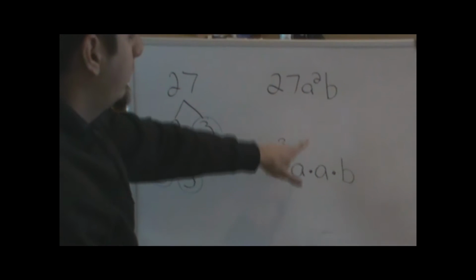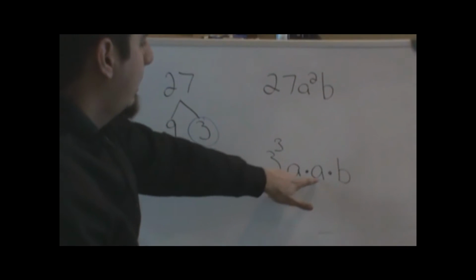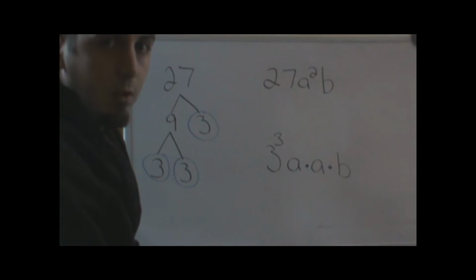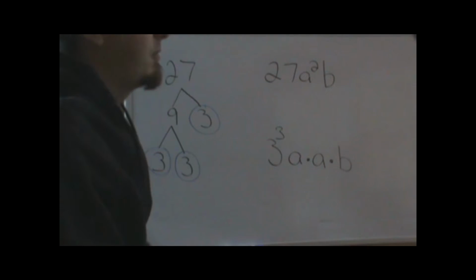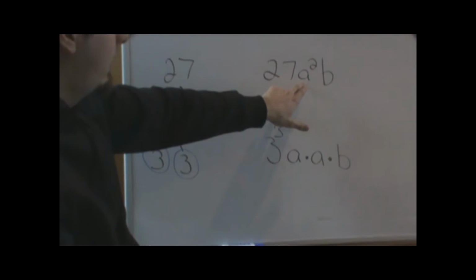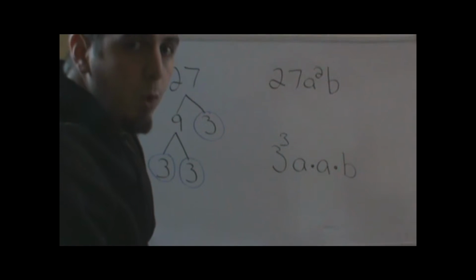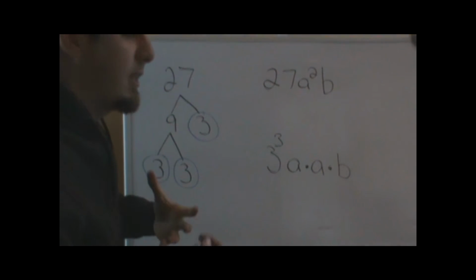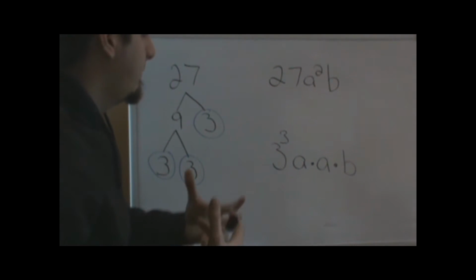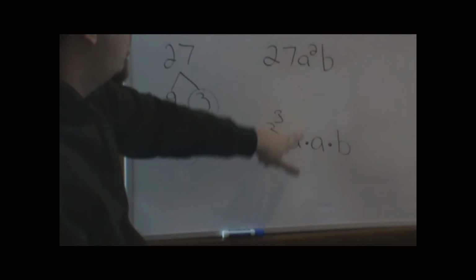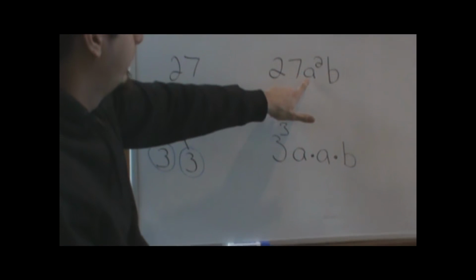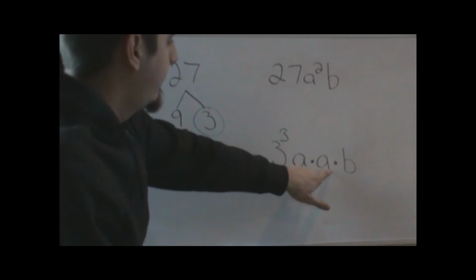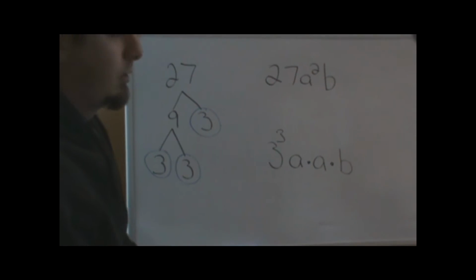The reason why we have a times a here is because you can't break a squared down into its prime factorization, because we don't know what the variable a represents. What we can do is break a squared down into a set of factors. We know that a times a gets you to a squared. So we wrote out the factorization of a squared.